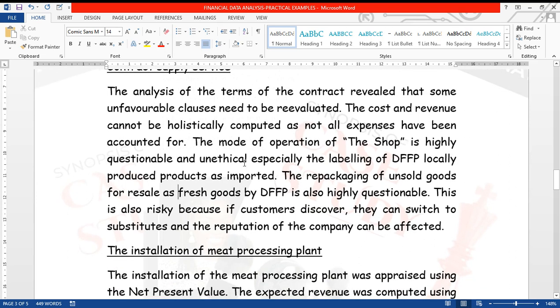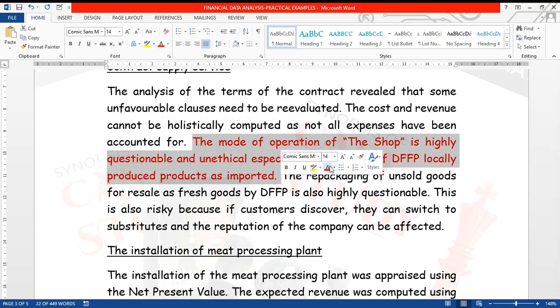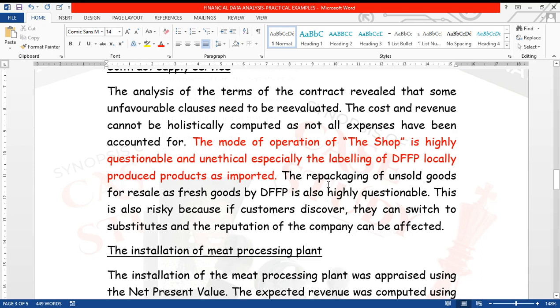So now, the mode of operation of the shop is highly questionable and unethical, especially the labeling of GFFP's locally produced goods as imported. We were told that GFFP is repackaging their locally produced goods and calling them imported goods. So this is unethical behavior, right?